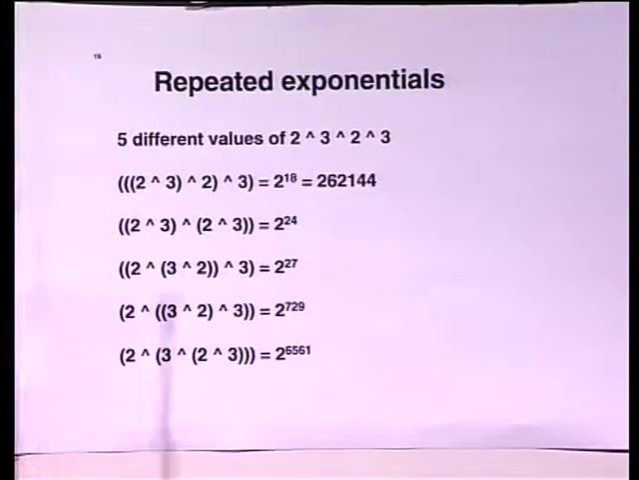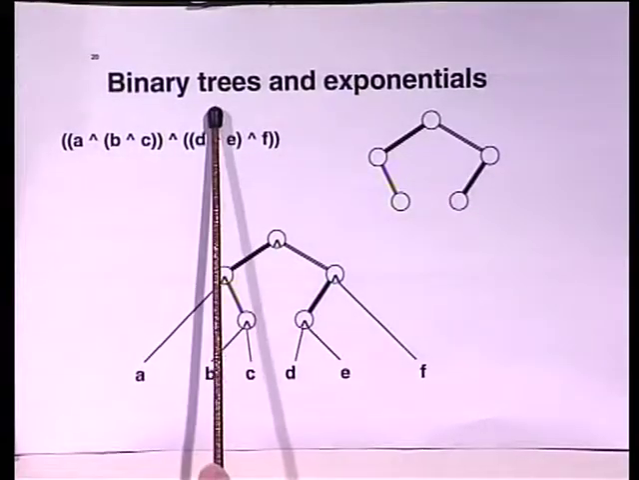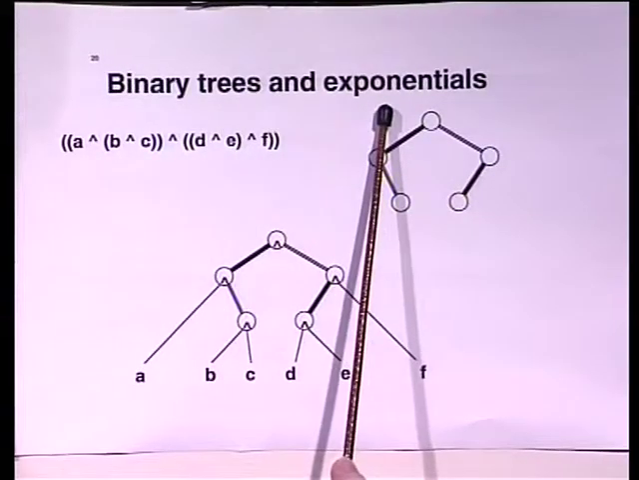Well, 5 different ways of putting together 3 exponential signs. That number 5 has occurred elsewhere in this lecture, and there is indeed a very close relationship between different ways of putting together exponential expressions and the different structures that we've seen so far. Here is a way of seeing quite readily that binary trees and exponentials correspond very closely.